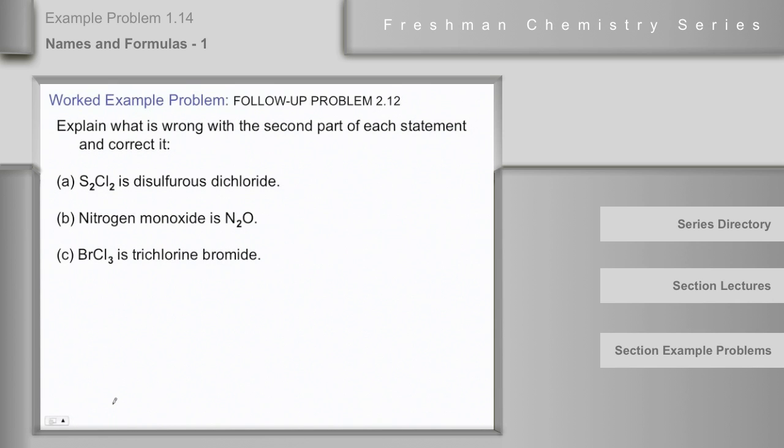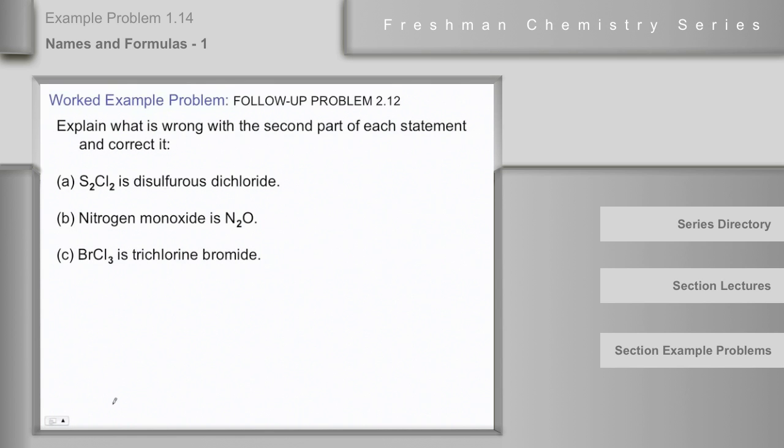Naming compounds that are covalent in character is quite straightforward, but there are some rules, and it is possible to misname things. In this problem, we have 3 examples of compounds like this that are misnamed, and we need to identify what's wrong and correct it.